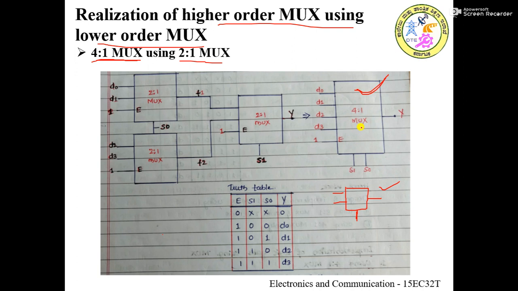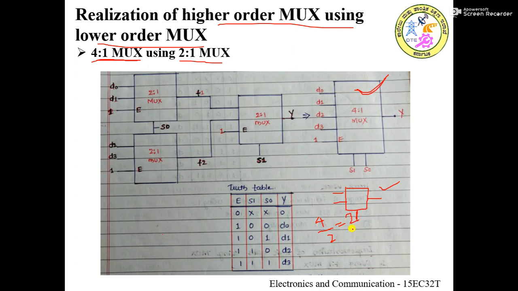First, the primitive thing is to count the number of input lines that are required. In a 4:1 mux I need 4 input lines, but in a 2:1 mux I have only 2 input lines. So the first thing we need to do is divide the number of required lines, that is 4, by the number of input lines available with the existing mux, that is 2 here. So I get a value 2.